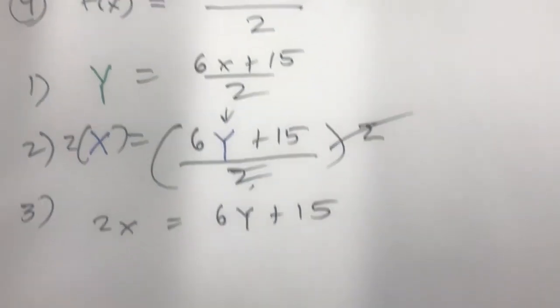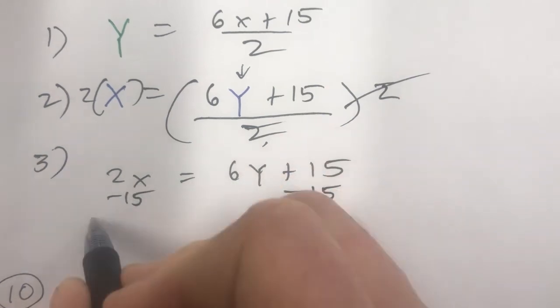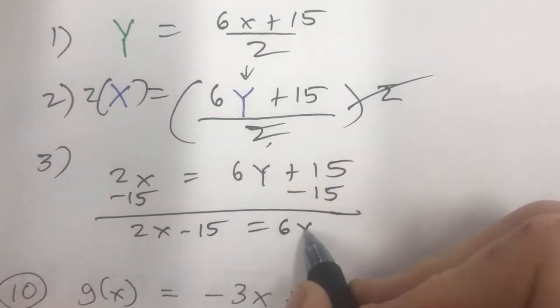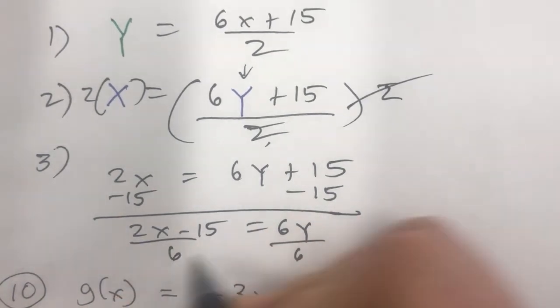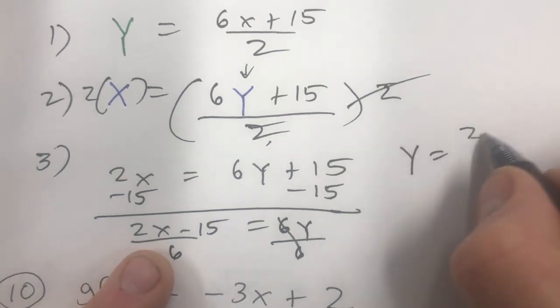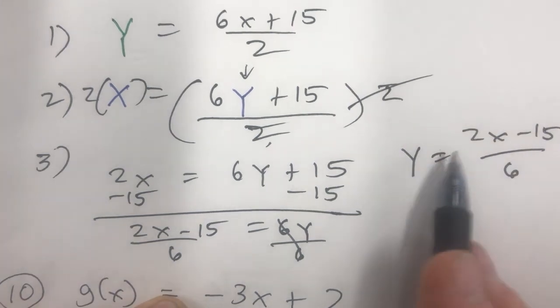Now, here's my y. Well, I need to minus 15. That's going to give me 2x minus 15 equals 6y. And we're about done here. This I divide by 6. This will cancel. I'm going to go over to the side. y equals 2x minus 15 all divided by 6. And there I got solved for y.